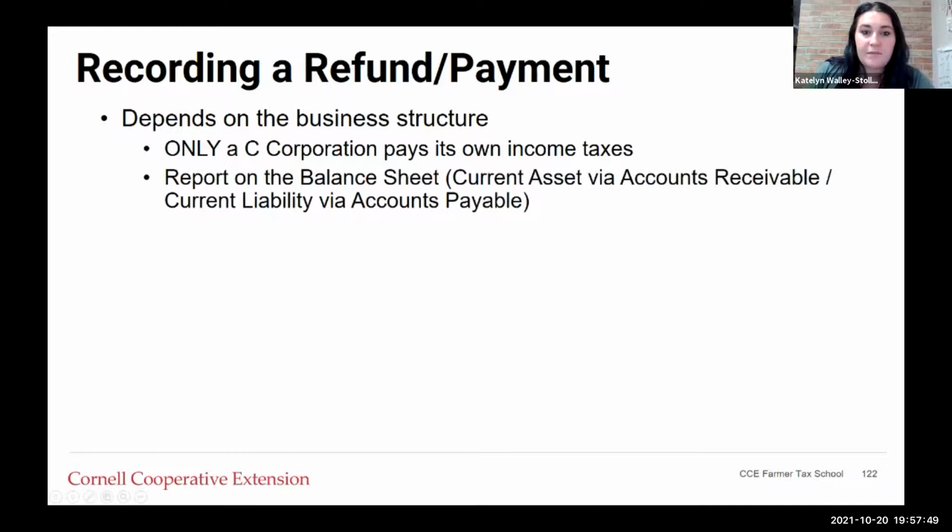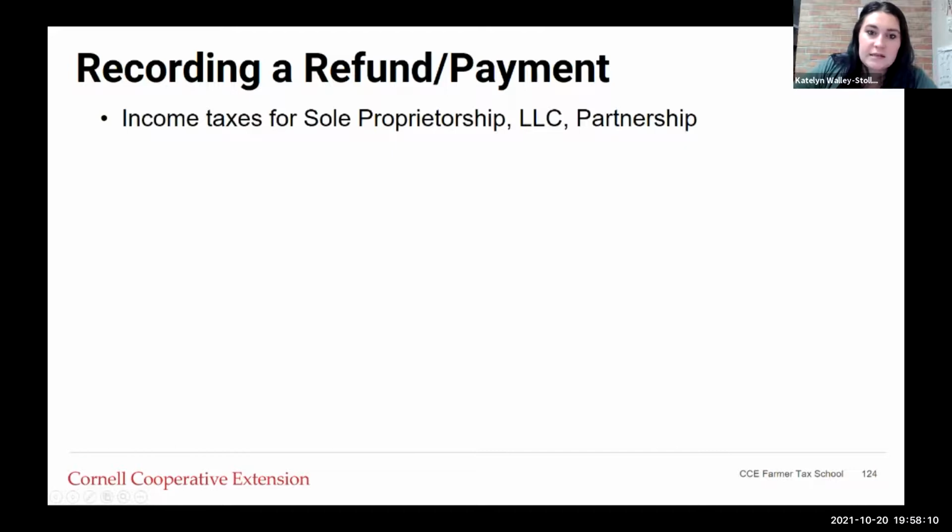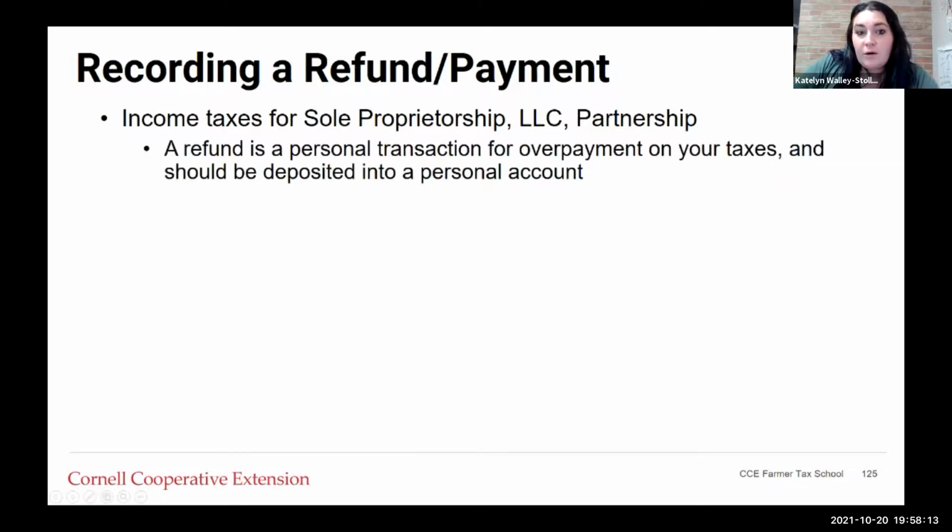And in that case, it's recorded on the balance sheet. If you are due a refund, it's recorded as a current asset, as an accounts receivable. And if you have to pay into your income taxes, it's recorded as a current liability, as an accounts payable. So for everybody else, sole proprietorships, most LLCs and most partnerships, your tax refund that you would receive, so you go in, you do your taxes, your accountant says, okay, you're going to get $10,000 back on your taxes this year. That refund is a personal transaction.